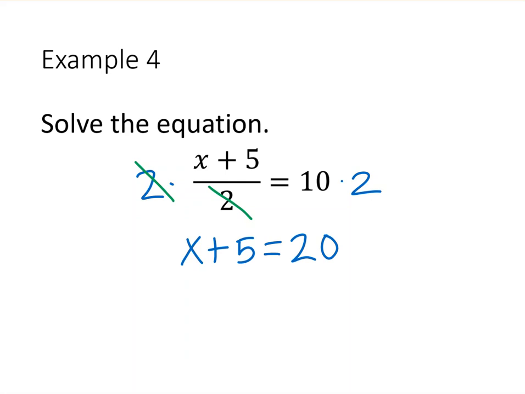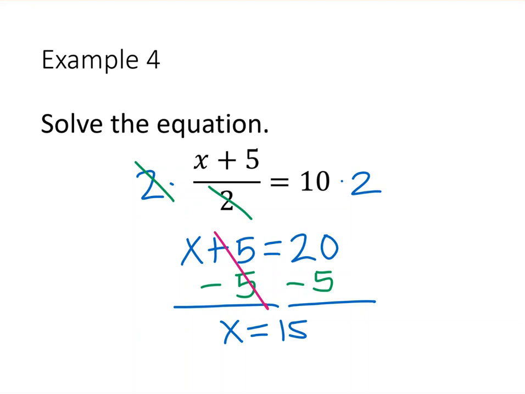So now we continue trying to get x by itself. We have x plus 5 on the left, so we need to get rid of that plus 5, and we do that by subtracting 5. And remember, whatever we do to one side, we must do to the other, so we will also subtract 5 from the right side. Plus 5 and minus 5 cancel out, so on the left side, we are left with x. And on the right side, we have 20 minus 5, which is 15. So we have that x equals 15.